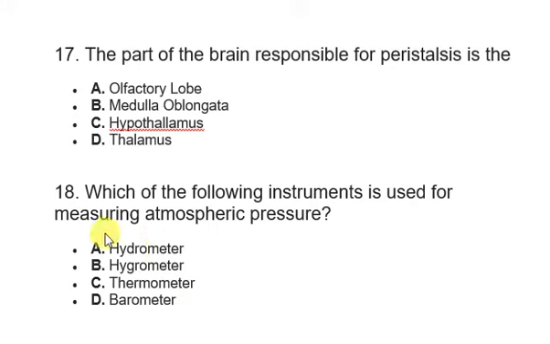Now let's recap. A hydrometer is for the relative density of a liquid. A hygrometer is for the amount of water vapor in air or soil. A thermometer is for the temperature of the body, and a barometer is for the atmospheric pressure. Okay, let's move on to questions number 19 and 20.